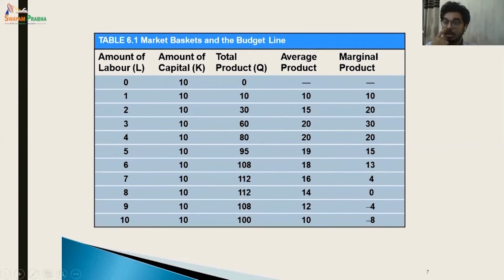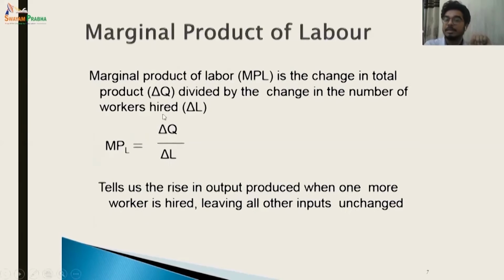What is marginal product? Marginal product is change in quantity. Over here, we are not looking at the change. Over here, we are just doing the total product divided by the amount of labor. No change. In marginal product, we have learned that it's the delta. Delta stands for change. Change in quantity divided by the change in labor.